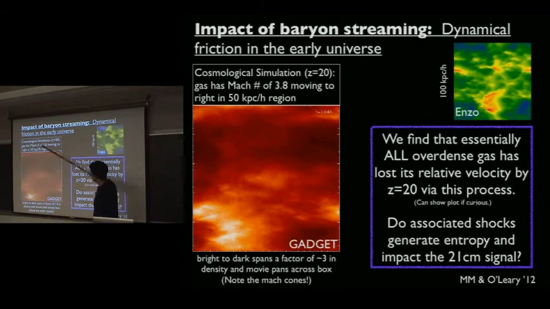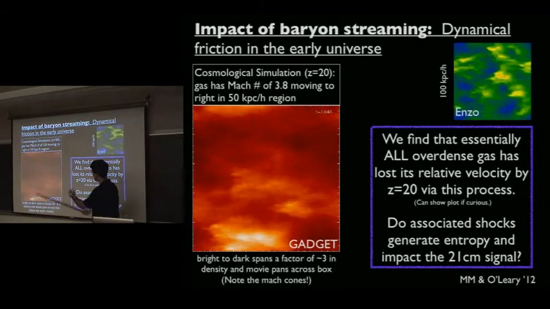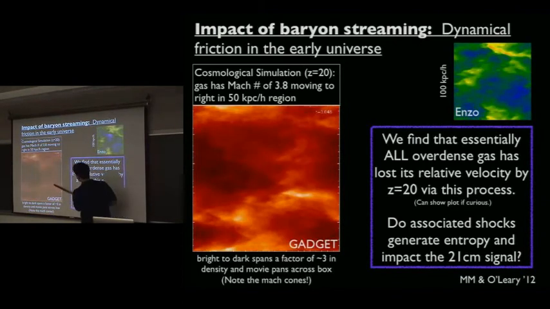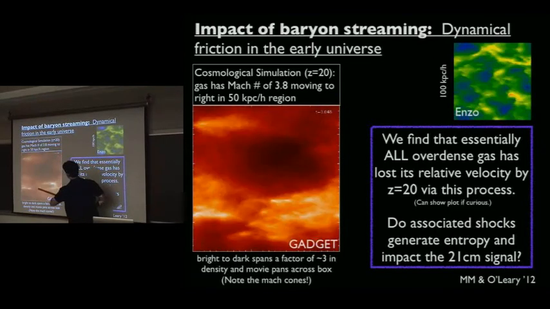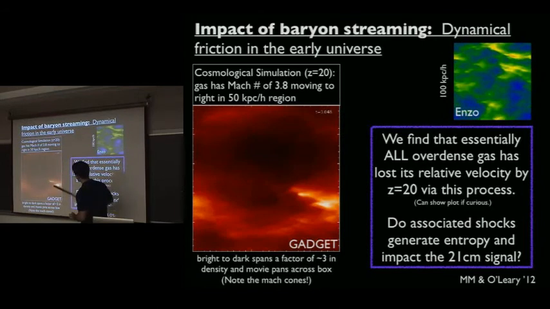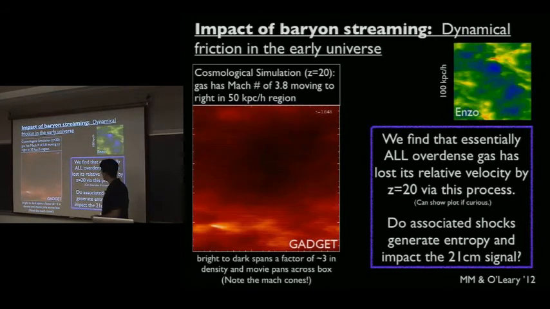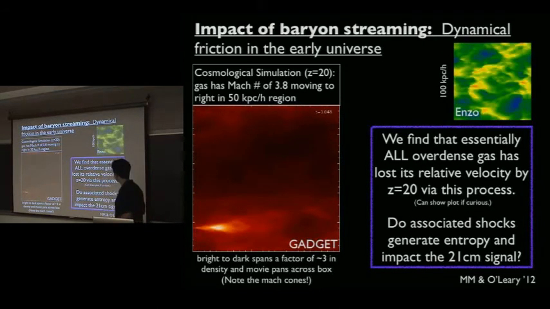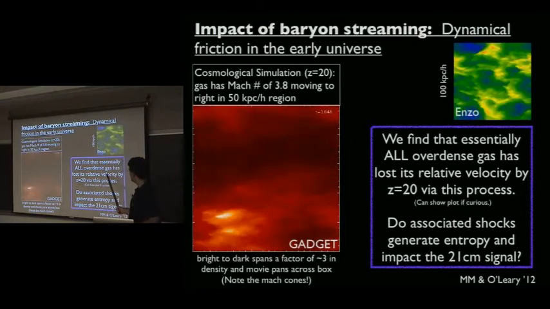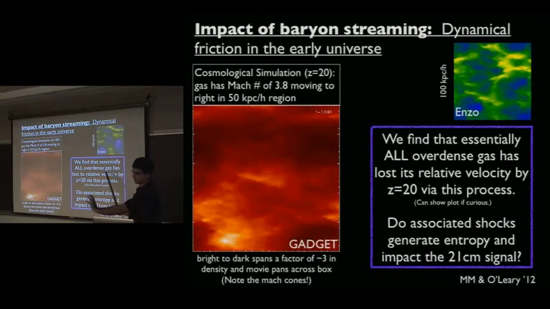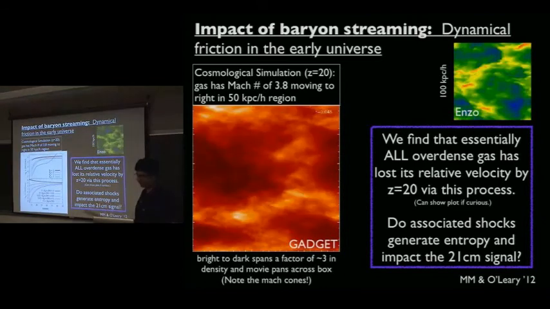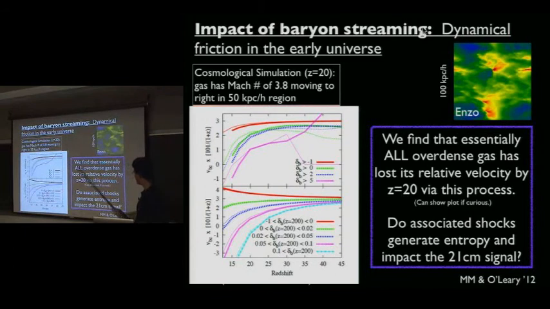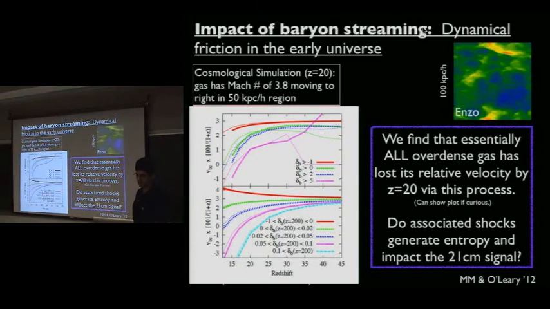So this is just a cut through the GADGET simulation. The gas here is moving to the right. And you can see, if you look, that there are a bunch of cones as the gas is traveling past your nonlinear structures in your simulation. And basically, we find that all of the overdense gas has come into the same frame as the dark matter via this process by redshift 20 in our simulation. And this plot just shows that. I'm not going to go into the different curves in this plot.